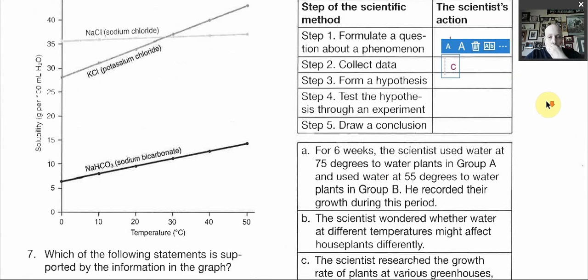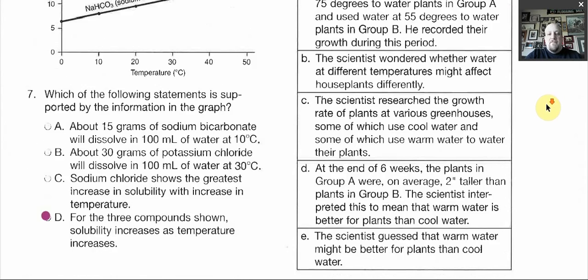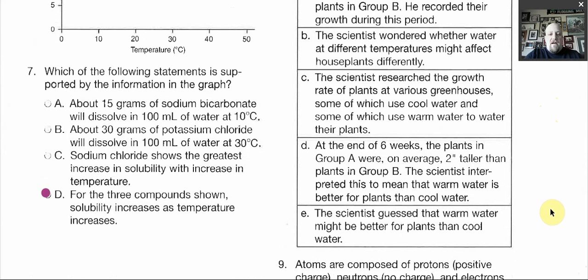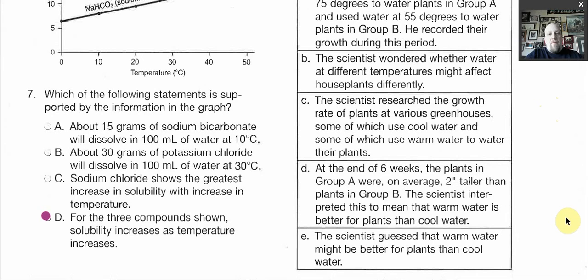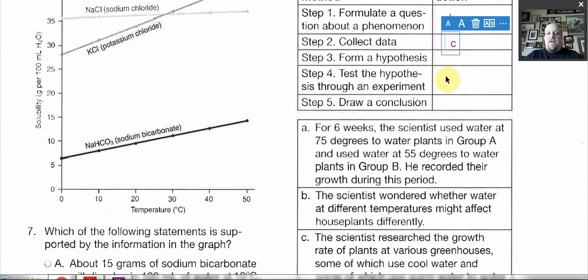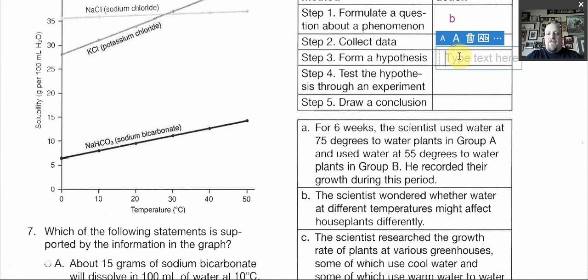So C, form a hypothesis. So the scientists guessed that warm water might be better for plants than cool water. So a hypothesis is basically a guess. Without scientific data, it's an informed guess. So if you look up in the sky and you see some clouds, you're like, hey, you know what? I hypothesize it might rain today. It's an informed guess, but it may or may not be true. So E is going to be his form a hypothesis here.